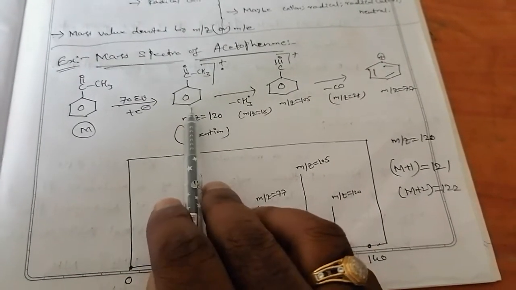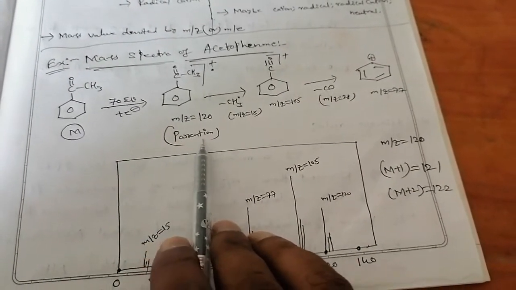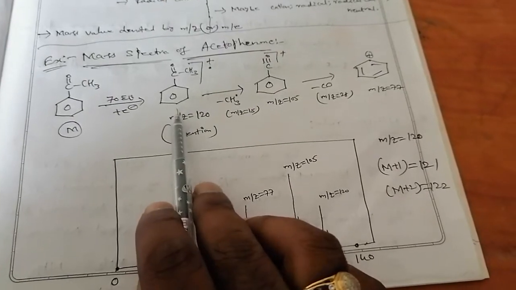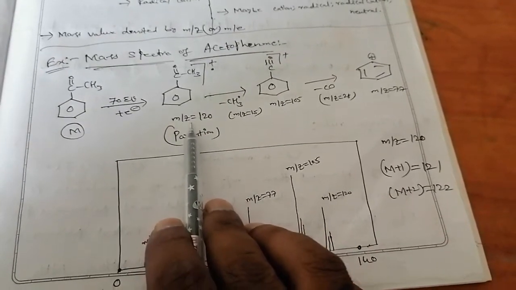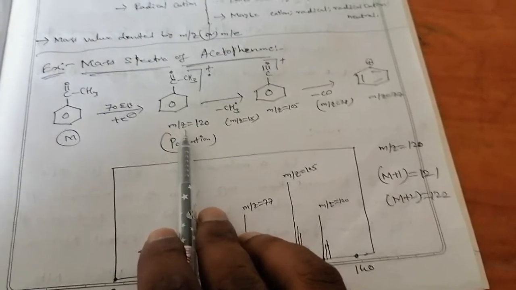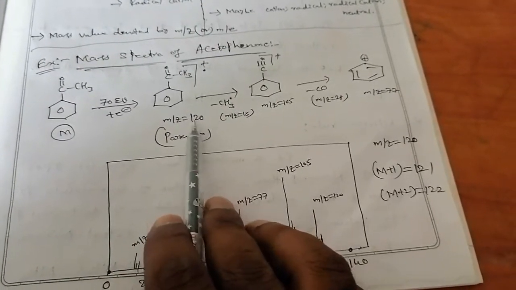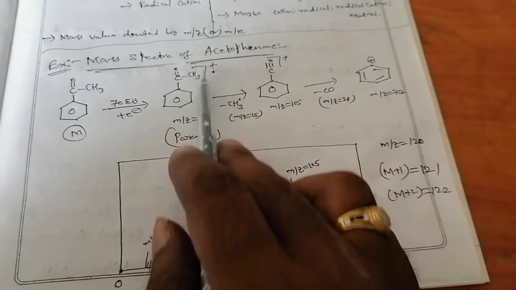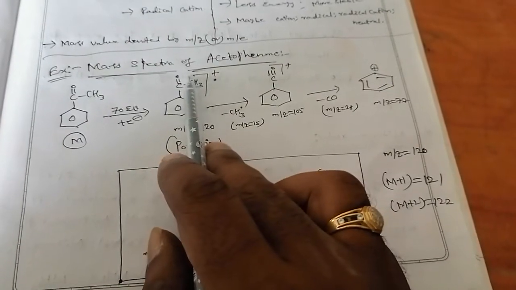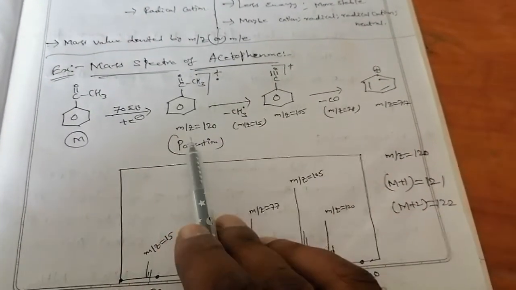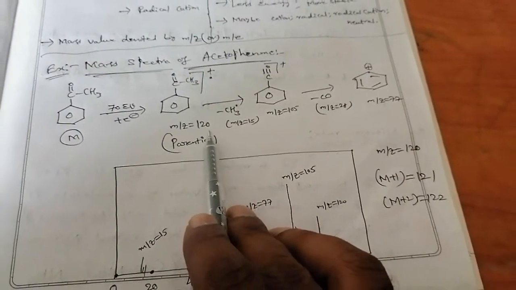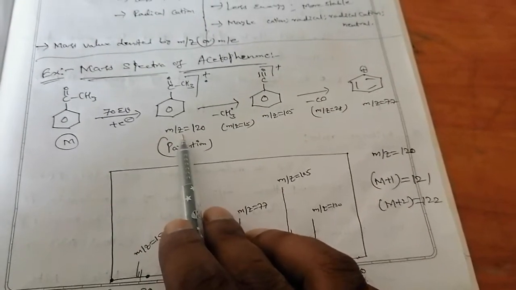Then it is converted into a radical cation, which is also called the parent ion. The value of the radical cation is expressed in terms of m/z, meaning total mass by charge. That is 120. This 120 is nothing but the molecular weight of this molecule. That is m/z of 120. Here mass means molecular weight, and z means simply charge.